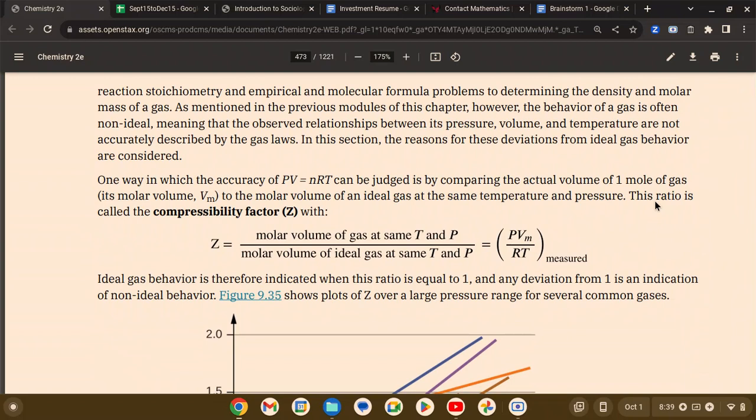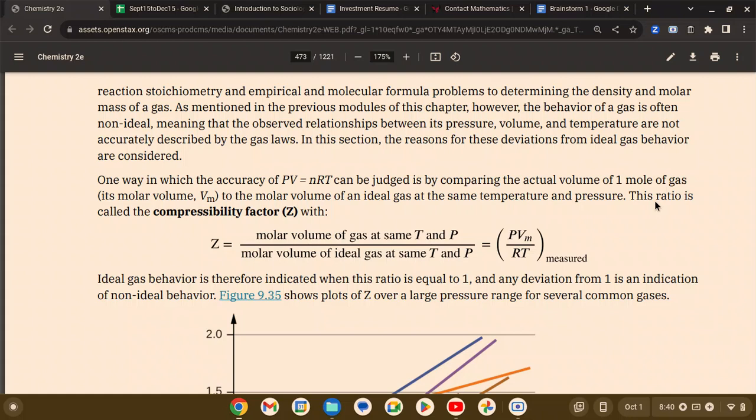As mentioned in the previous modules of this chapter, however, the behavior of a gas is often non-ideal, meaning that the observed relationships between its pressure, volume, and temperature are not accurately described by the gas laws. In this section, the reasons for these deviations from ideal gas behavior are considered.